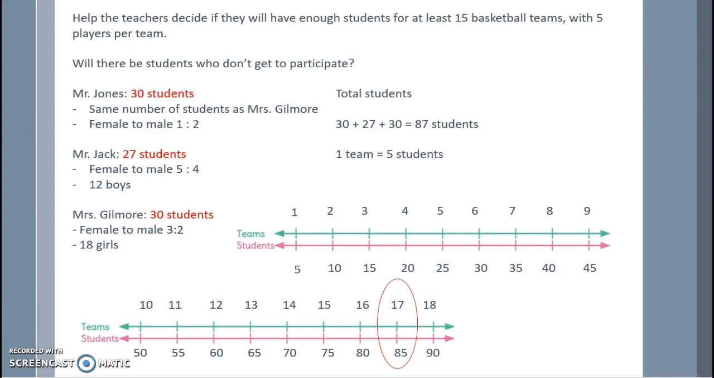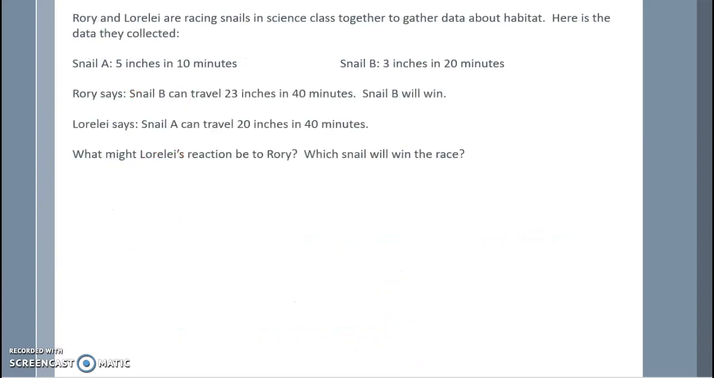10 teams is 50 students, 11 is 55. I get all the way to 17 teams and I have 85 students. I don't have enough to have 18 teams. That would require 90 students. So I have 87 students altogether and a team to make 85. That means that 2 students won't get to play.